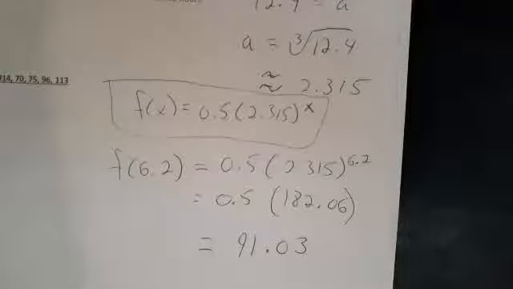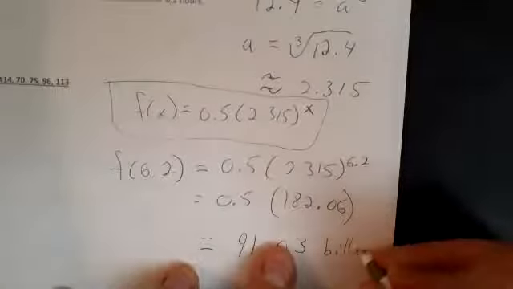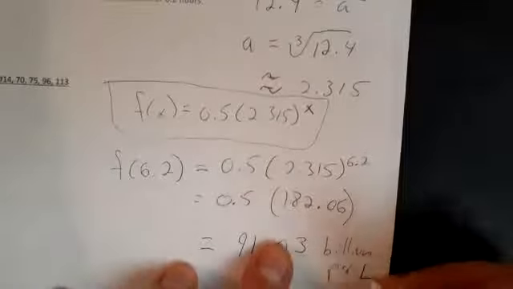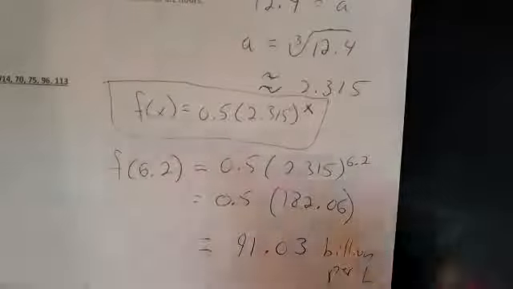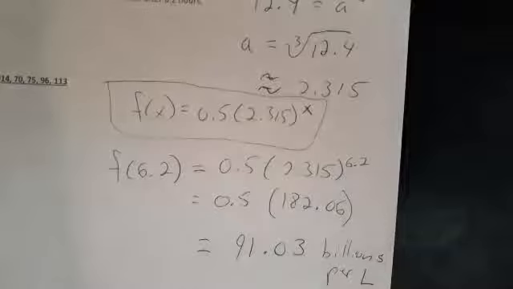And then maybe a little bit of interpretation. We're getting this as our function value. We're talking about billions per liter of bacteria. And so maybe interpret it a little bit. After 6.2 hours, there will be 91 billion bacteria per liter.